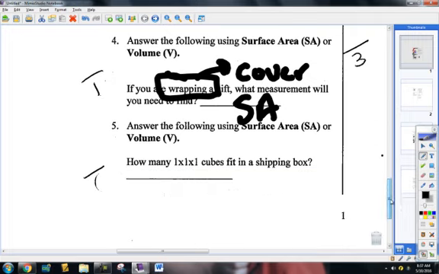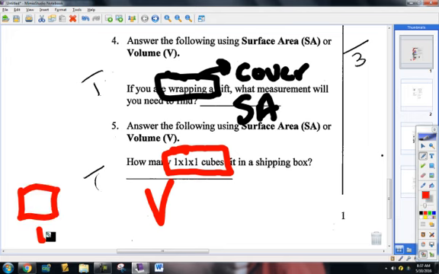All right, number 5. Oh, here we go. How many, whenever you see that right there, what are we talking about? That's always going to be volume. That's what volume is. It's the amount of 1 by 1 by 1 cubes that will fit into something or that will fill something.